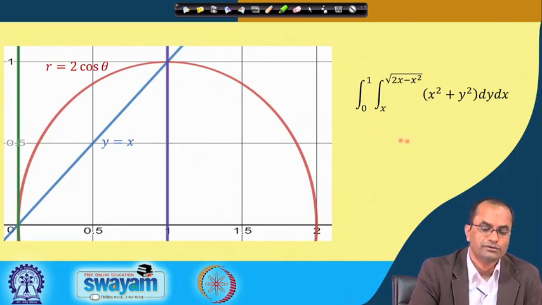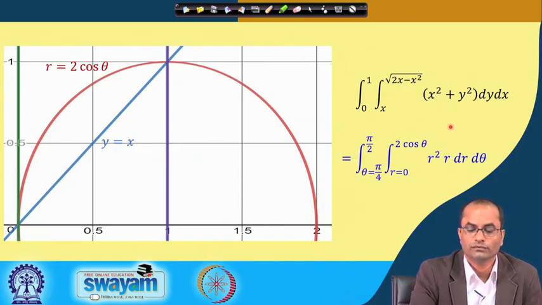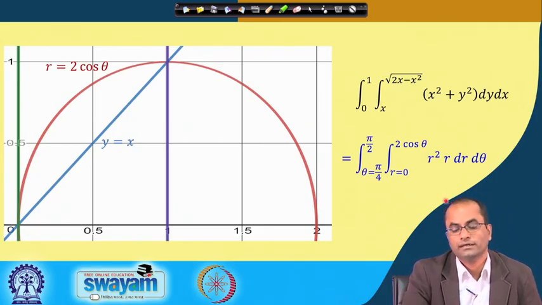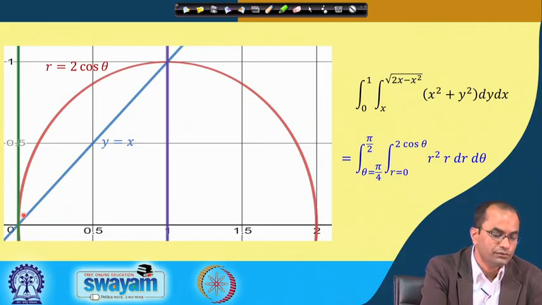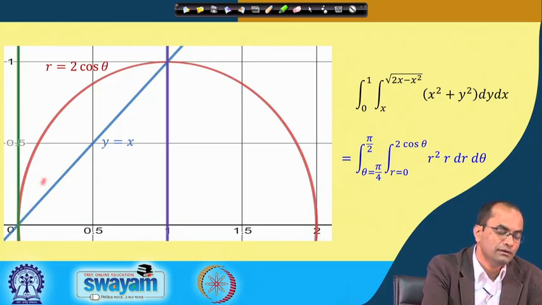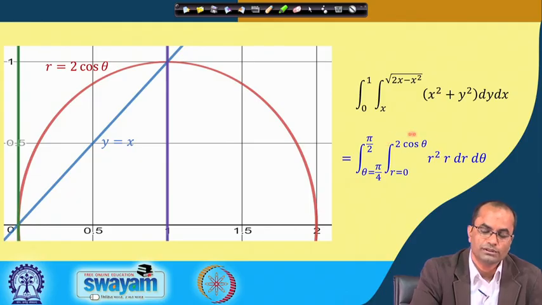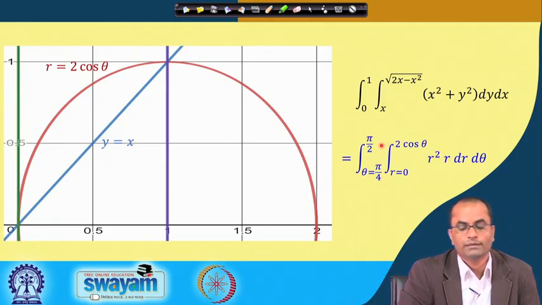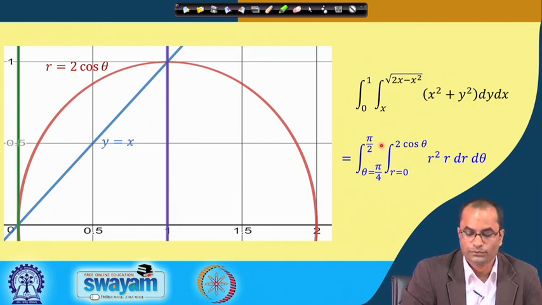So, this integral which was originally given will be converted to r squared for x squared plus y squared, and dy dx or dx dy will become r dr d theta, with limits of r from 0 to this circle, that means 0 to 2 cos theta, and theta is equal to pi by 4 to pi by 2.